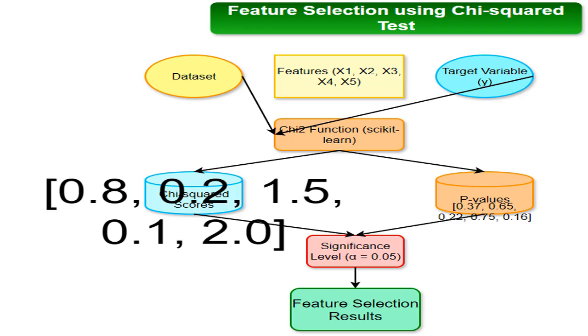These tell me how likely it is that I'd see these results just by chance, even if the features and target variable are not really related. Lower p-values are better. They indicate a stronger relationship. I got p-values of 0.37, 0.65, 0.22, 0.75, and 0.16. Remember, p-values are probabilities, always between 0 and 1.